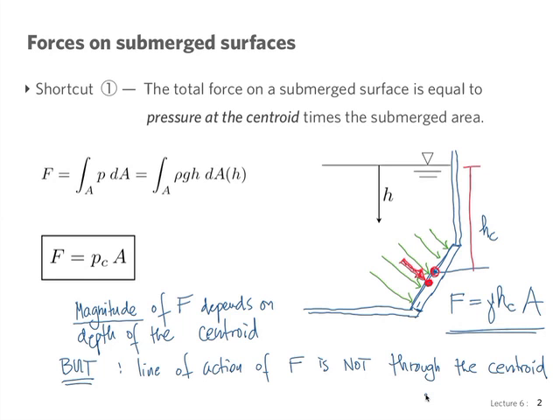You should have been introduced to that term last lecture. The center of pressure is basically the point of action of the resultant of the pressure force. It's a definition, okay? So the important thing is not to be confused by the fact that the magnitude of F does depend on the depth of the centroid. The line of action is somewhere else.